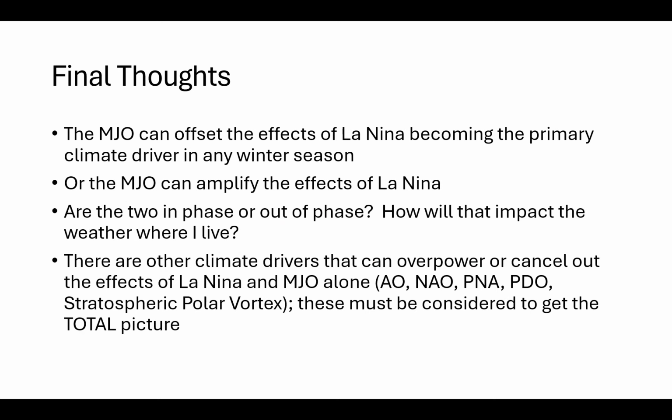And then finally, this is my last slide, I promise. The MJO can offset the effects of La Nina, and it can become the primary climate driver in any winter season. At any point in the winter season, the MJO could just take over and dominate. Or the MJO can amplify the effects of La Nina, which we talked about with that wave amplification, or the constructive interference between the tropical convection associated with the MJO and the downstream long wave pattern.